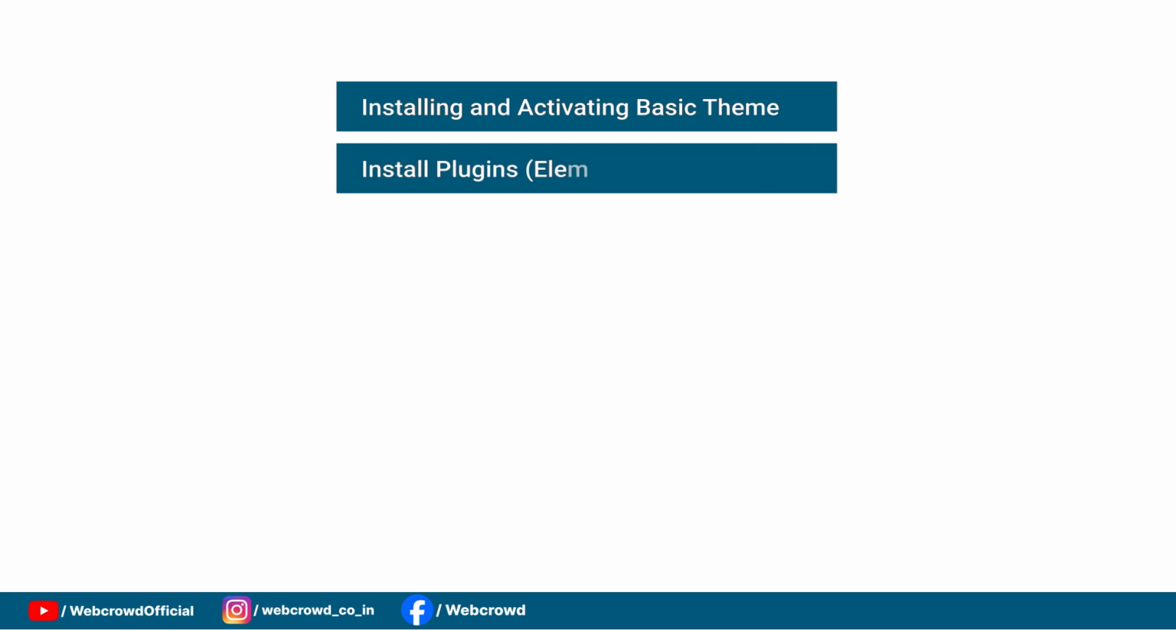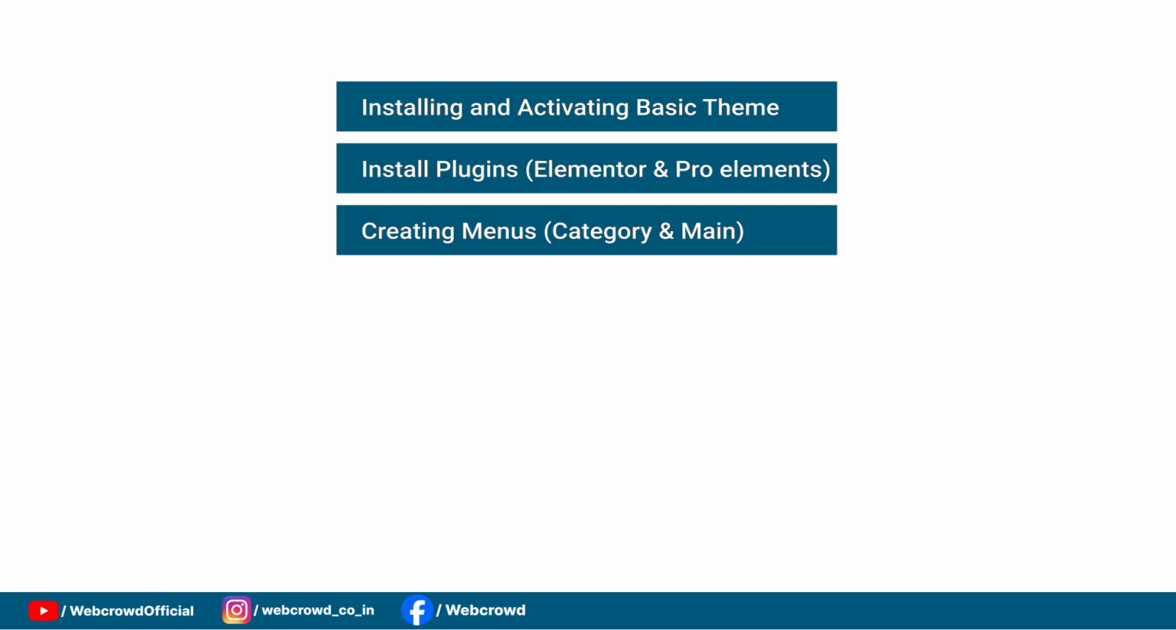So before proceeding to the actual video, let me introduce some points that I am going to implement in this video. First of all, we will install the basic theme. Then we will install the required plugins, that is Elementor and the Pro Elements. Then we will create two menus. One will be category and the second will be our main menu.